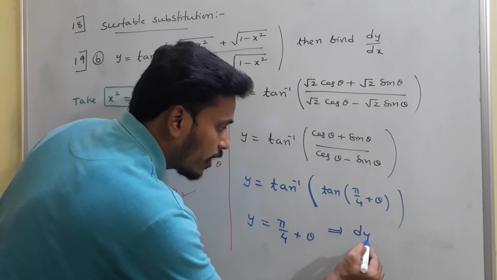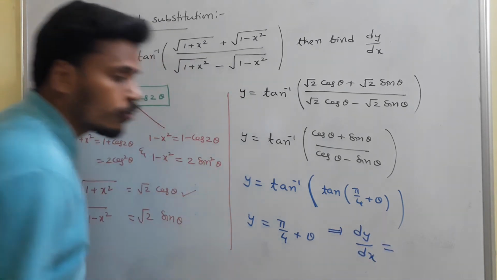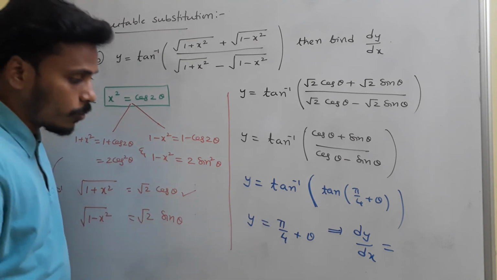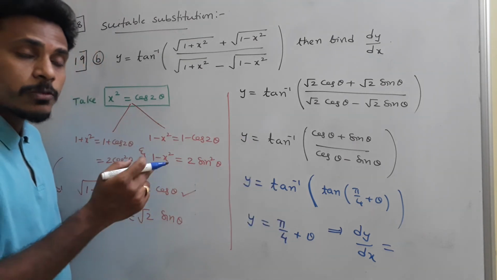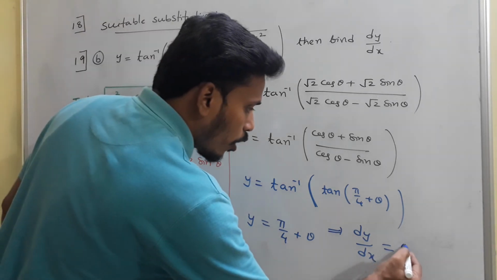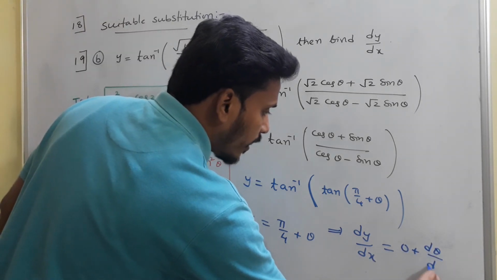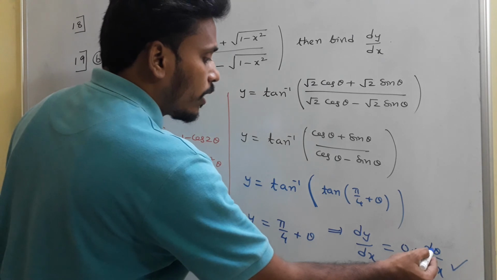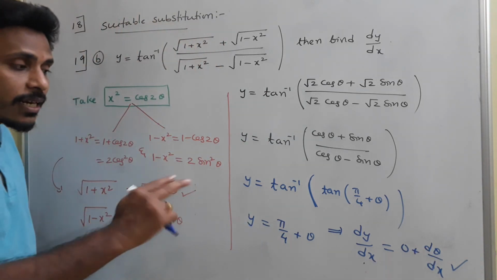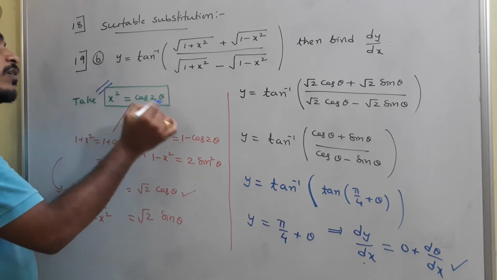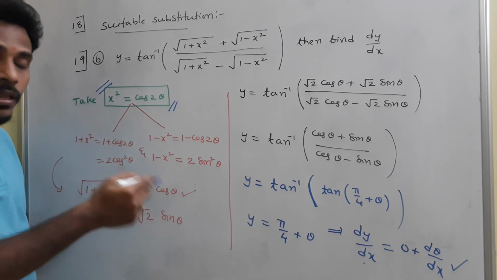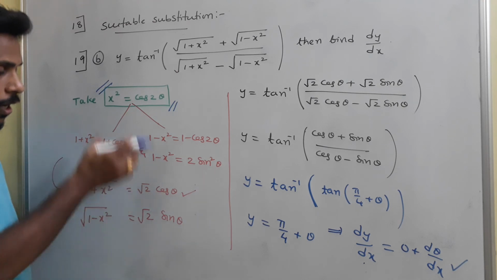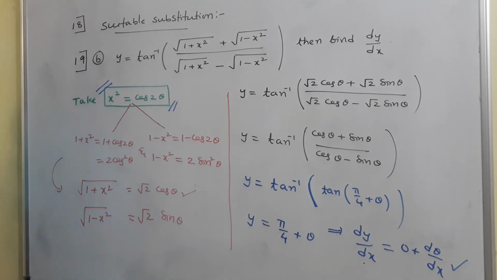What will happen? Dy by dx, the derivative of y with respect to x, is equal to the derivative of pi by 4, which is 0 since pi by 4 is a constant, plus d theta by dx. So at the end we have dy by dx is equal to d theta by dx. And what is the relation between x and theta? Have a look here, x square is cos 2 theta. Still there is something to solve, the problem is not completed. First just observe this, note it down, take a screenshot, and then I will continue by erasing some part of the board. Okay, have a look.